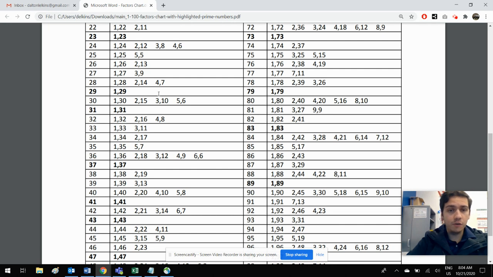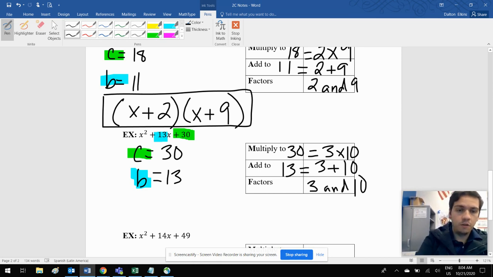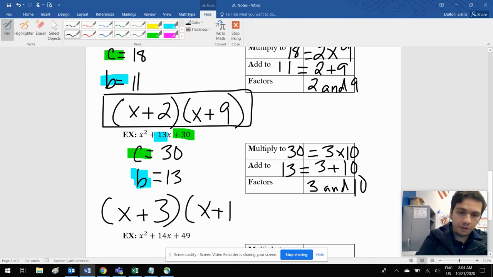So we want 13. So 3 and 10 are our numbers. So 30 is equal to 3 times 10. That's true. And then 13 is 3 plus 10. Okay, beautiful. So our factors are 3 and 10. So again, those are positive. So I'm going to write x plus 3 because it's positive. And then x plus 10.